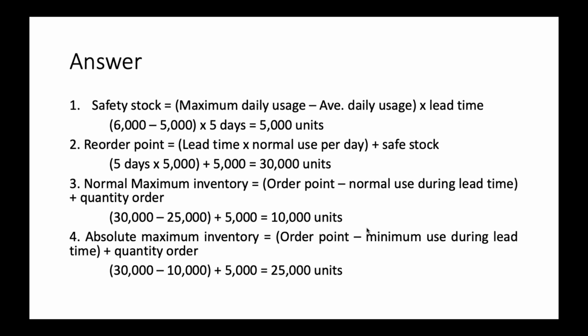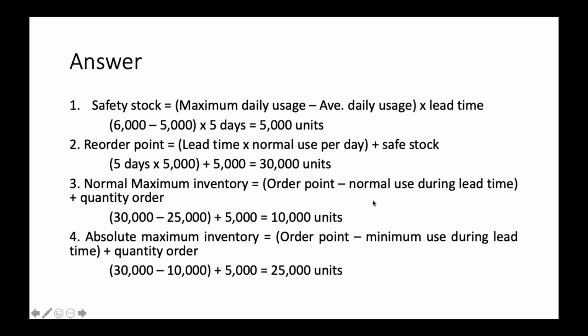Now, the absolute maximum inventory is computed as follows: order point minus minimum use times the lead time, plus the order quantity. So 30 minus 10 plus 5,000 is 25,000. This absolute maximum inventory is the maximum inventory with an assumption that our daily usage is at a minimum.